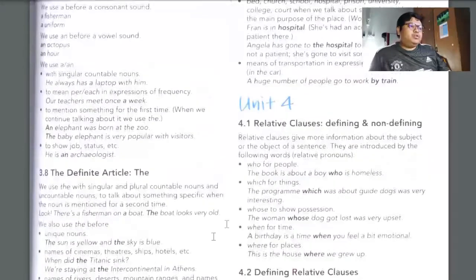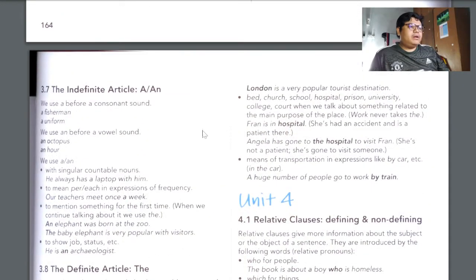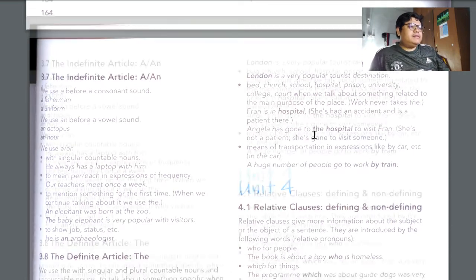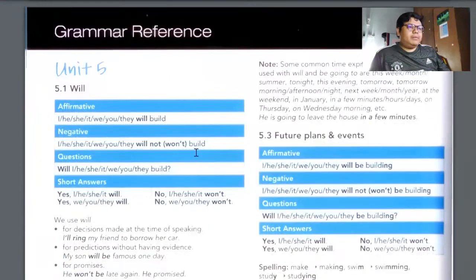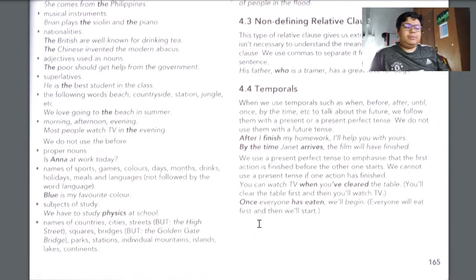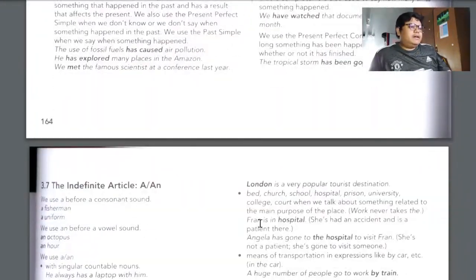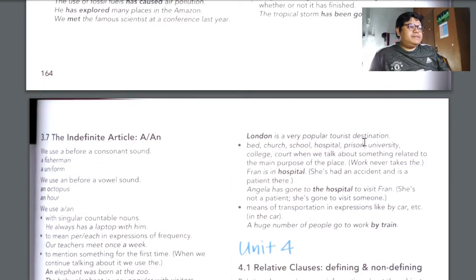Right, so I hope you know, okay, when should we use the articles. Okay, kat sini dah ada tunjuk contoh untuk yang tadi tu, untuk tempat-tempat yang kita tak perlu pakai artikel. Kat atas ni London is a very popular tourist destination. Nampak perkataan London, kita tak sebut the London, okay, kita sebut London sahaja. Kuala Lumpur is the city that never sleeps, contohnya. Bed, church, school, hospital, prison, university, these are other things that we can't use the.